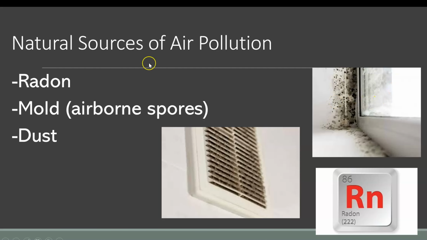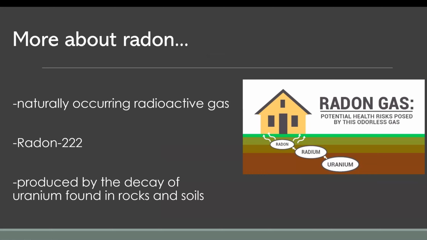So some natural sources of air pollution, meaning things that humans haven't really added, are radon, mold, which are airborne spores, and dust. Those are three natural sources of air pollution, meaning humans didn't contribute those to your house. So a bit more about radon.